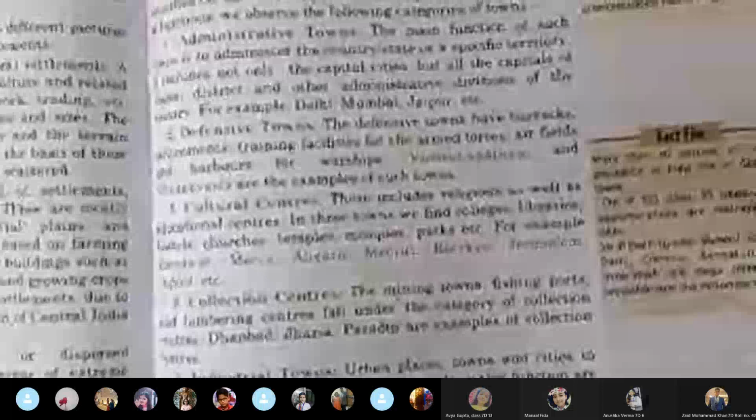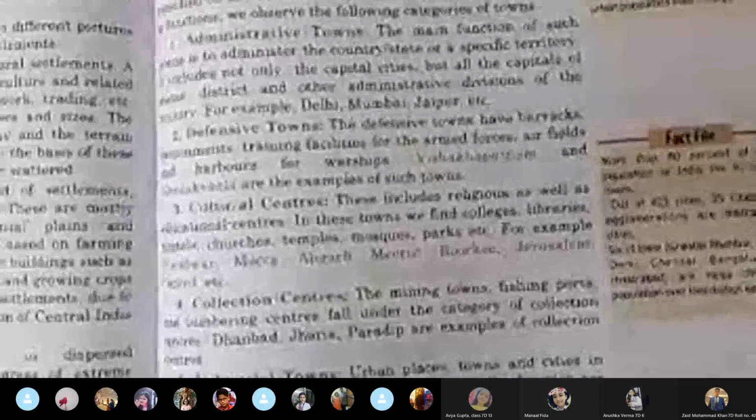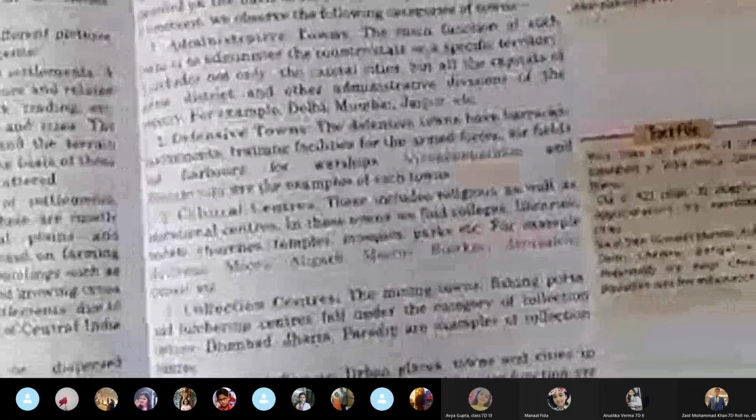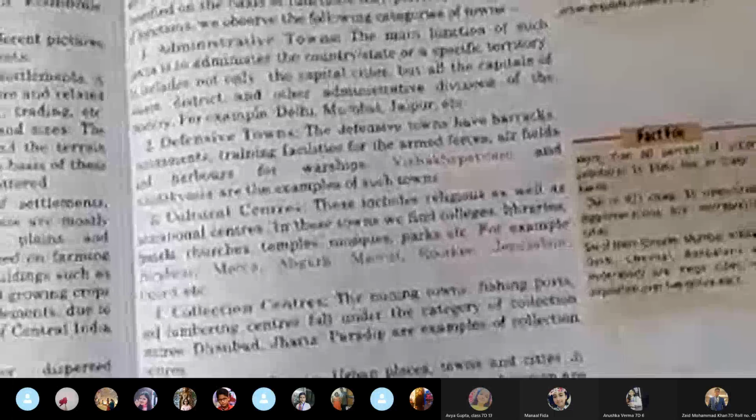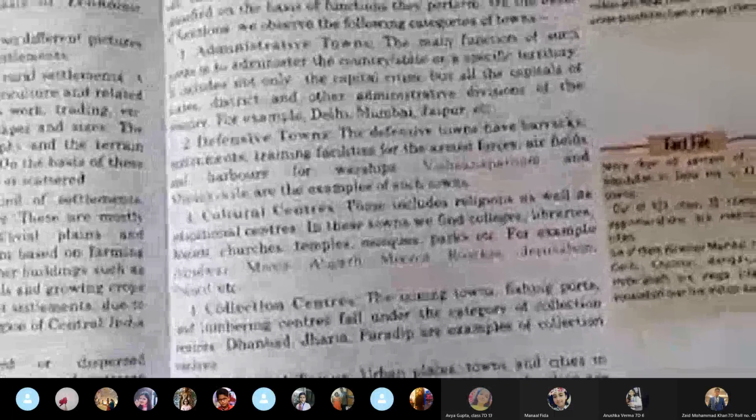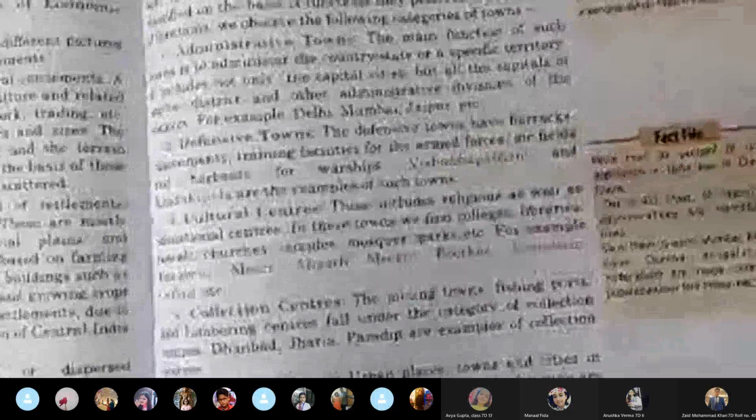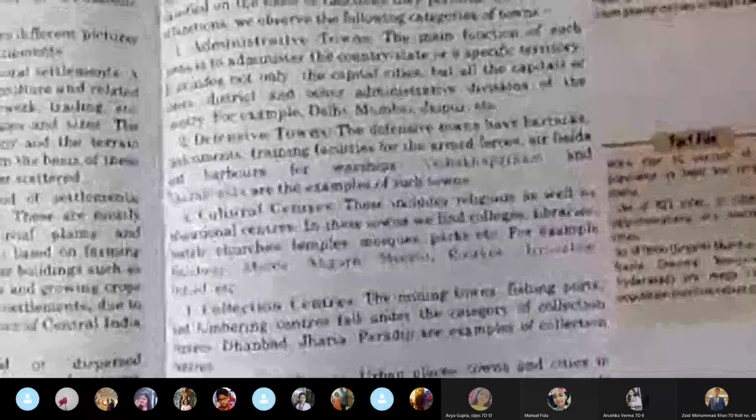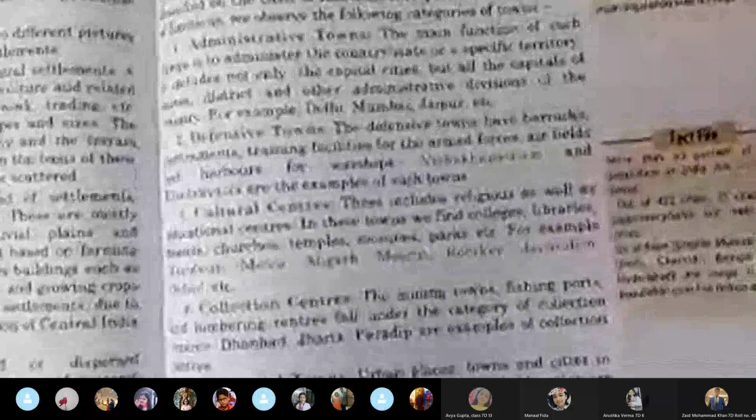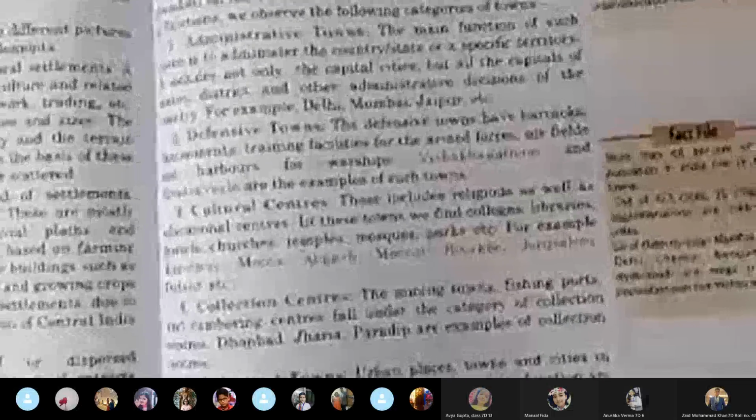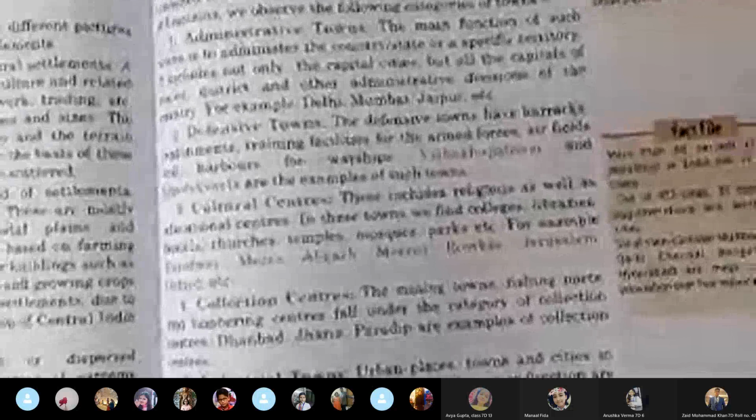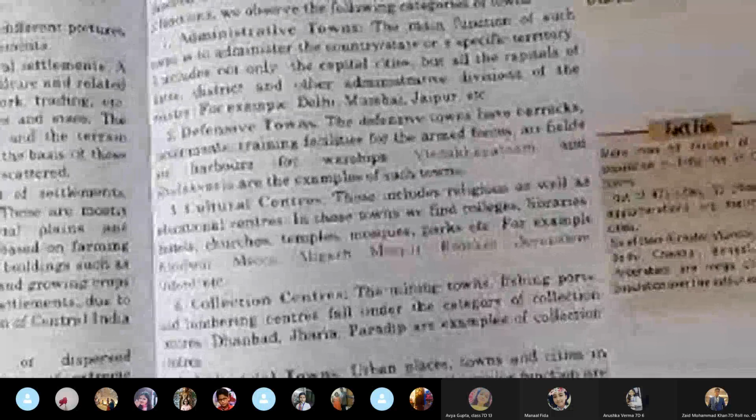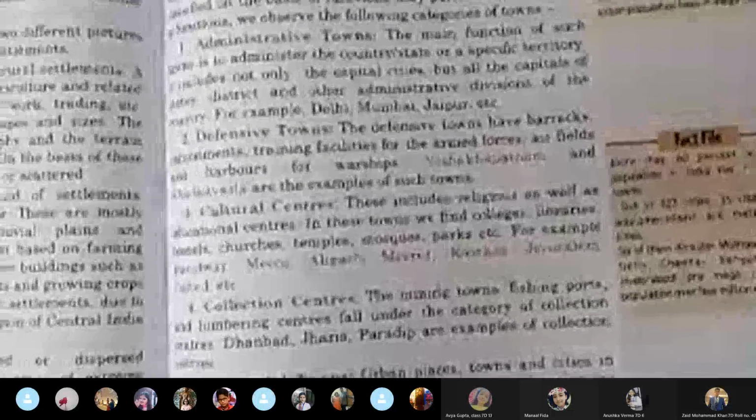The main function of such towns is to administer the country or the state or a specific territory. It includes not only the capital cities, but also the capitals of states, districts, and other administrative divisions of the country. For example, like Delhi, like Mumbai, like Jaipur, etc. These are administrative towns. The basic administration, how to govern the state or the particular areas or districts, is undertaken in these towns.